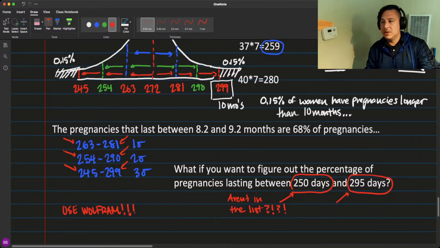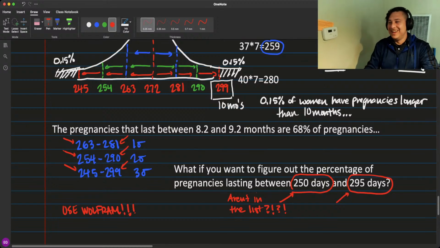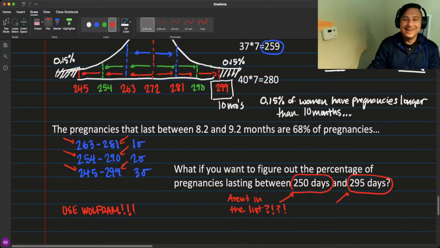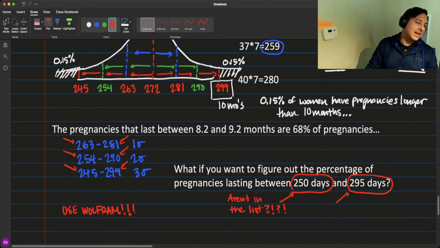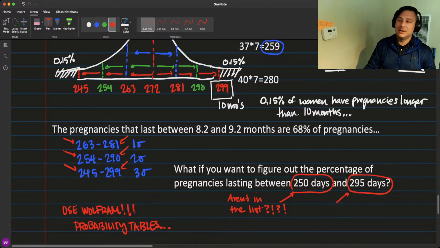Yeah, but it's really shitty. There's this thing called the probability tables, and they're sort of a pain to use, and they're not as accurate. So I highly recommend you learn to use Wolfram, because I'm going to open up a Wolfram.